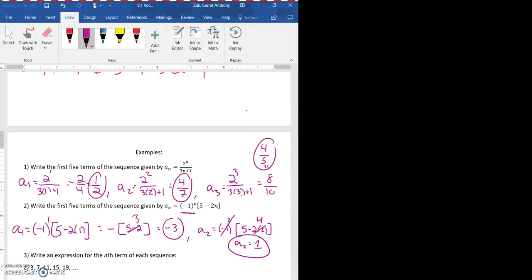Now, on to number 3 here. So now we're going to go in the other direction. Instead of giving you the rule and asking you to come up with some of the terms, now I'm going to give you some of the terms in this list, and I want you to come up with the expression or the rule that's generating this list.